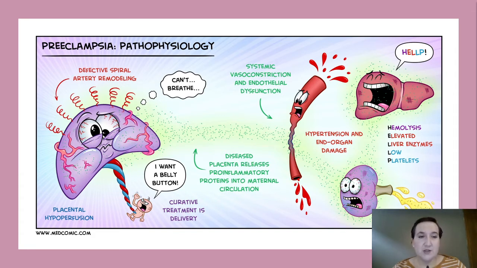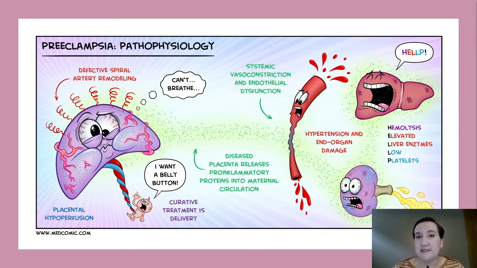Okay, so I really like this graphic. This spells things out for me a lot. To each their own. There's a couple different ways to look at it. But basically what's happening here is we see this placenta on the left-hand side. It's starving for oxygen. And then if you follow it across the top, we see that that diseased placenta releasing those proteins into the maternal circulation.